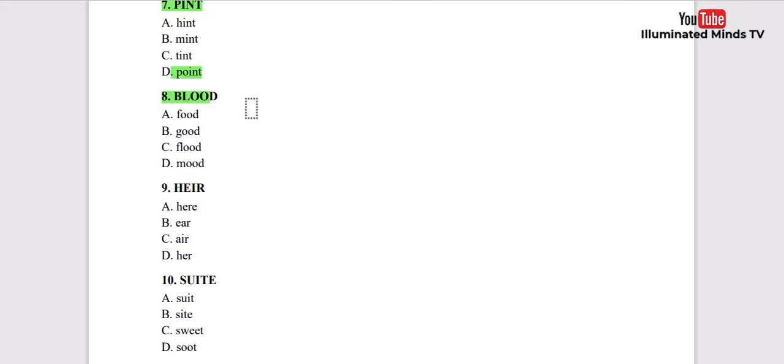To question 8 now, we have blood, food, good, flood, and mud. Now, the correct option obviously is what? Flood. Now, why is it the correct answer? The reason is because the word blood is pronounced as blood. That is the sound that looks like a V upside down. Alright, flood. Blood. Now, that same sound is also found in flood.